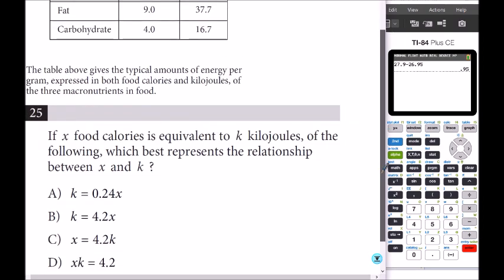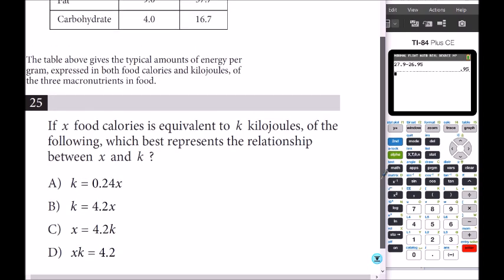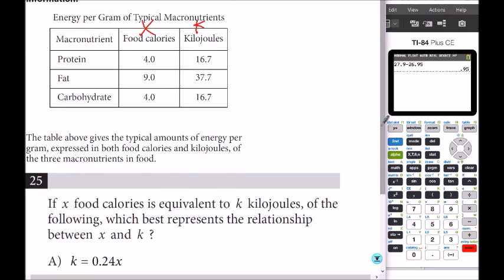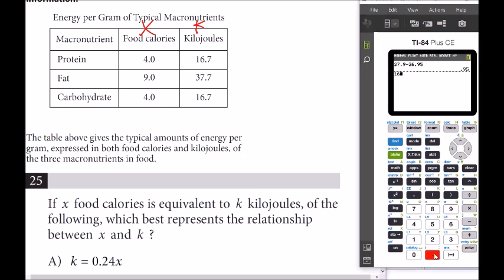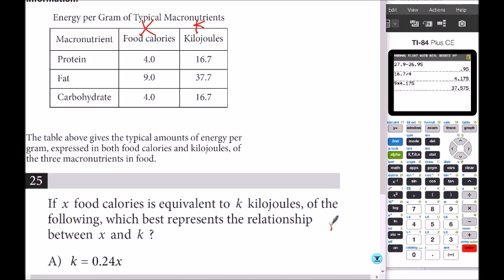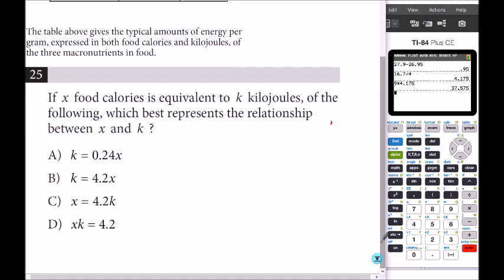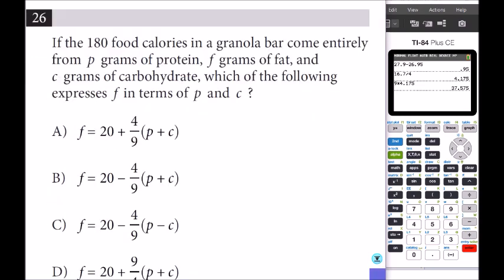So it seems like just a simple ratio. What do you have to multiply to X to get this? So 16.7 divided by 4, 4.17. Let's double check. 9 times 4.175 is 37.67. Pretty close. So it's about 4.175 times the X to make it K. So 4.2 when you round it up, or approximately.